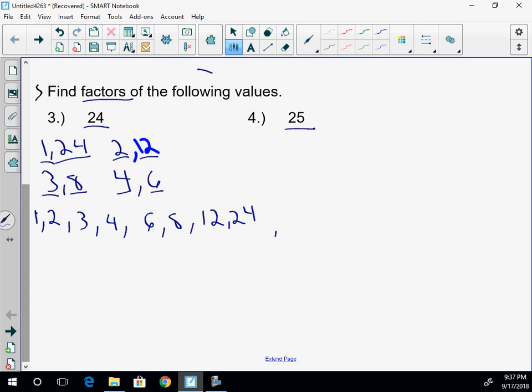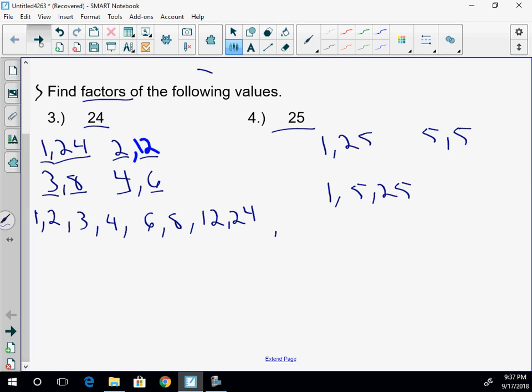All right, factors of 25, much less. Start with the easy, 1 and 25. And then also 5 and 5 gives me 25. In this case, we are not going to write down the repetition of 5. And so we'll say 1, 5, and 25 are the factors of 25.